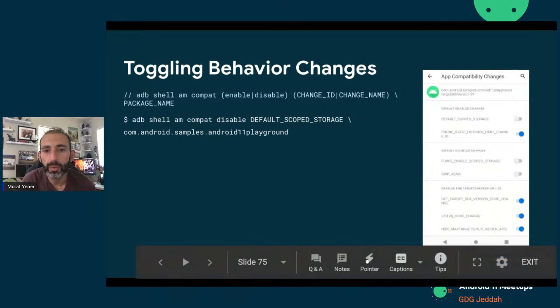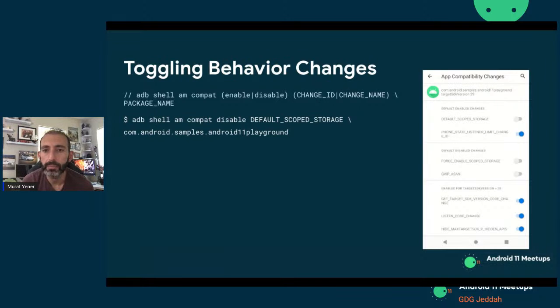And this is what you need to do to enable it from the ADB shell. Here, we basically disable the default scoped storage and test our app with that.